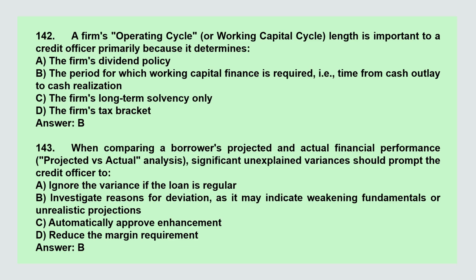When comparing a borrower's projected and actual financial performance, projected versus actual analysis, significant unexplained variances should prompt the credit officer to answer B. Investigate reasons for deviation, as it may indicate weakening fundamentals or unrealistic projections.